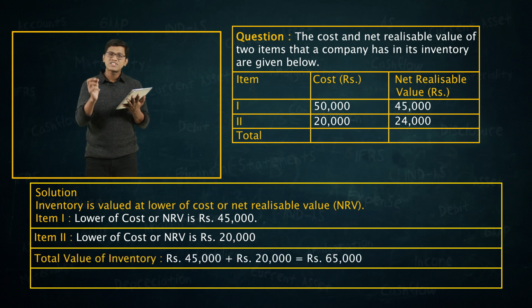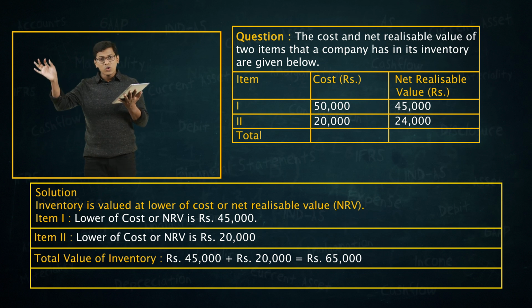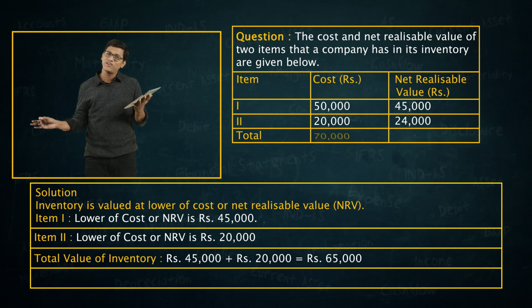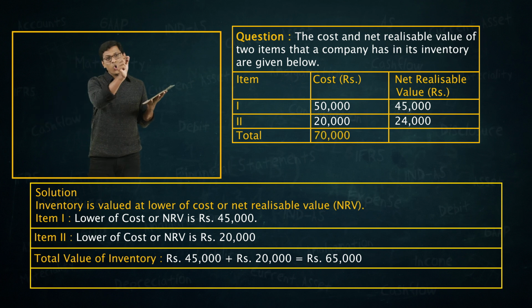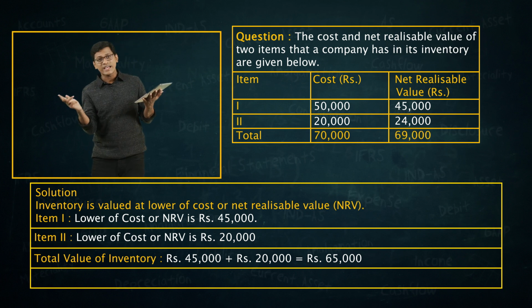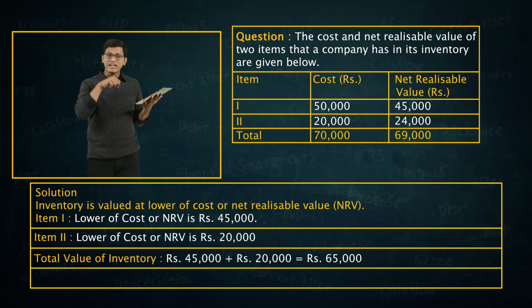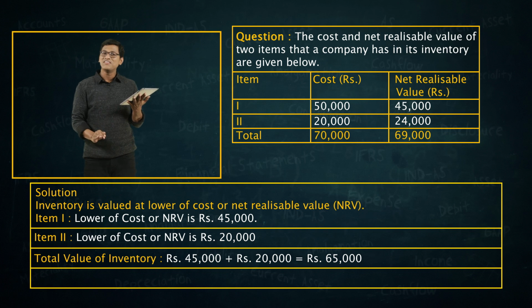One of the common mistakes students make in the exam is this: if you look at the total cost for item 1 plus 2, it is 70,000. If you look at the total net realizable value for 1 and 2, it is 69,000. So if you take 70,000 or 69,000, whichever is lower, you might say 69,000, so inventory has to be at 69,000. No, that's not the way you should be looking at the inventory valuation.